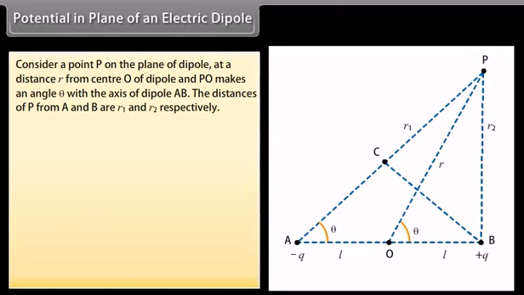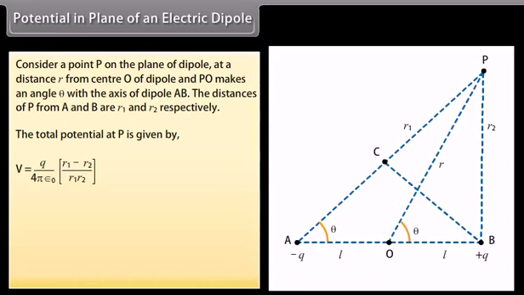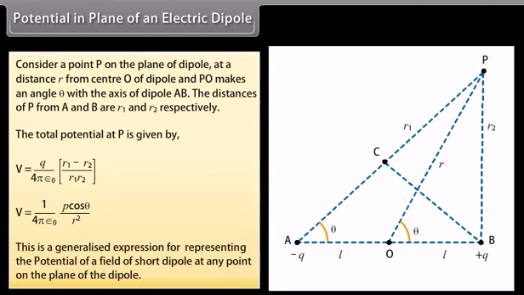The total potential at P is given by V equals Q upon 4 pi epsilon naught multiplied by R1 minus R2 upon R1 R2, which is equal to 1 upon 4 pi epsilon naught multiplied by P cos theta upon R square. This is a generalized expression for representing the potential of a field of short dipole at any point on the plane of the dipole.